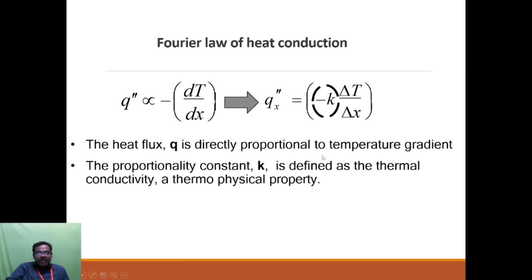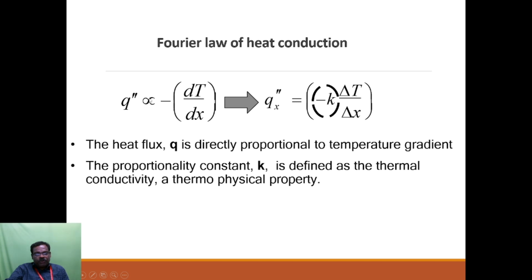Okay. So this heat conduction, what we are going to study is heat transfer. Heat transfer with respect to area is called heat flux. This heat flux is directly proportional to the temperature gradient. What is temperature gradient? Temperature difference with respect to distance is called temperature gradient. So heat flux is directly proportional to dT by dx.